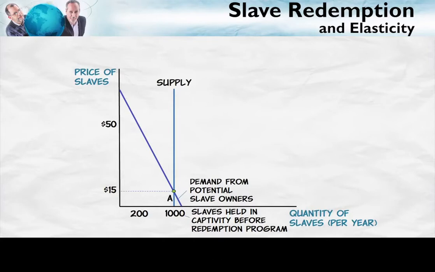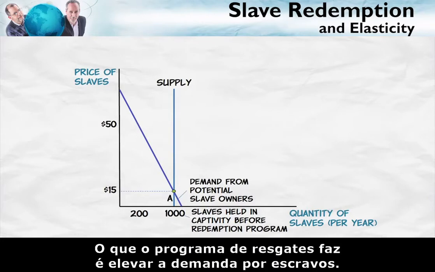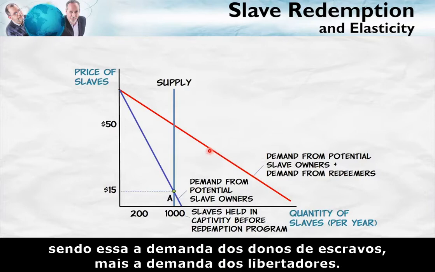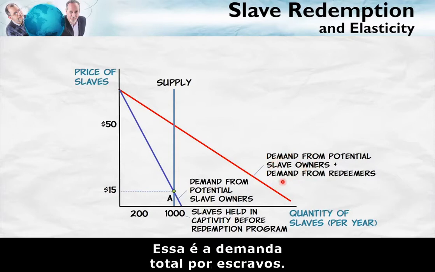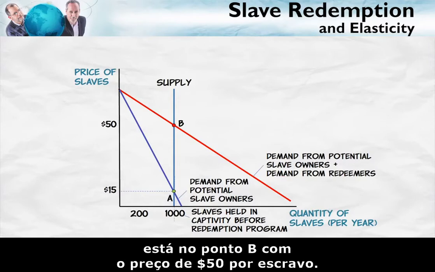Now, what does the redemption program do? Well, what the redemption program does is it increases the demand for slaves. So the demand for slaves now shifts out, twists out to this red curve, and this is the demand from the potential slave owners plus the demand from the redeemers. So this is the total demand for slaves. And with that new increased total demand, what we see is the equilibrium is at point B with a price of slaves of $50 per slave.